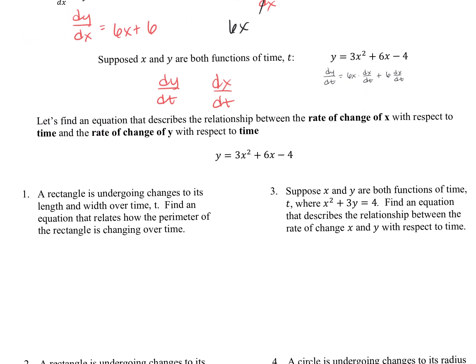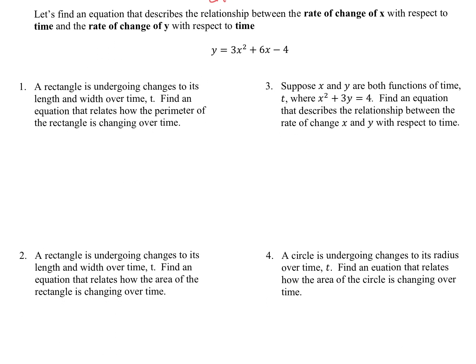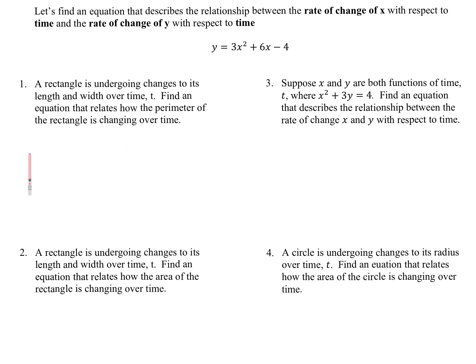And they're going to let us know when we're finding derivatives with respect to time. So check this out. It says find an equation that describes the relationship. Oh, okay. So sorry, we just did that right here. I say this because I want us to just practice setting up an equation and taking its derivative with respect to time. So it says a rectangle is undergoing changes to its length and width. We could have a rectangle that might be growing lengthwise, might be growing widthwise, or it might be growing both. And it says find an equation that relates how the perimeter of the rectangle is changing over time.